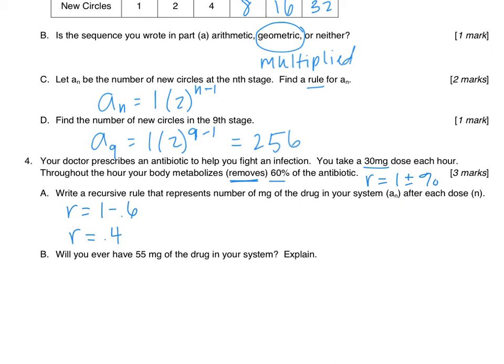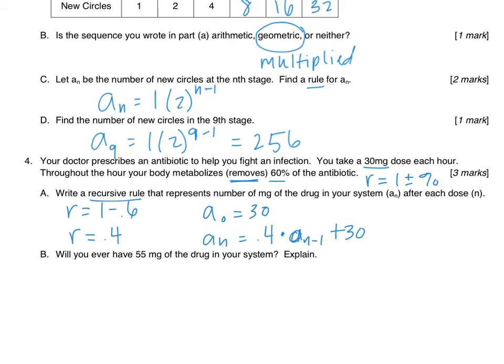Now, our recursive rule, we're going to have A0 be 30, that very first dose we take. And then An, we're going to do 0.4 times A(n minus 1). That's an A. And then plus 30 for the new medicine we take. Will you ever have 55 milligrams of the drug in your system?